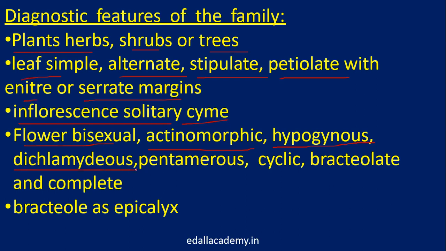Outer two whorls are differentiated into calyx and corolla. It is called dichlamydeous. Calyx consists of 5 sepals, corolla consists of 5 petals, so it is called pentamerous. The floral parts are arranged in a cyclic manner. The whorl of bracteoles is present outer to the calyx, so it is called bracteolate. Complete, all 4 parts are present in the flower: calyx, corolla, androecium, and gynoecium. Bracteoles are present in the form of epicalyx.